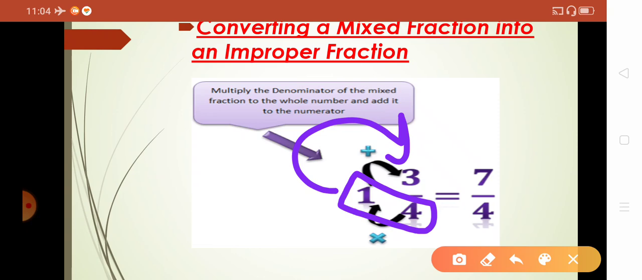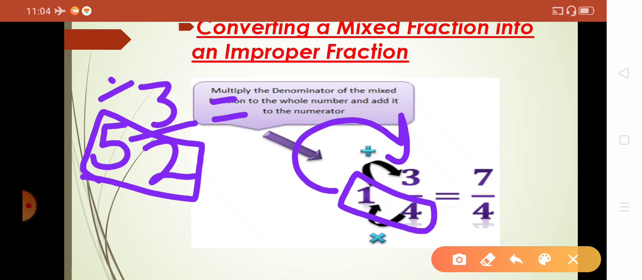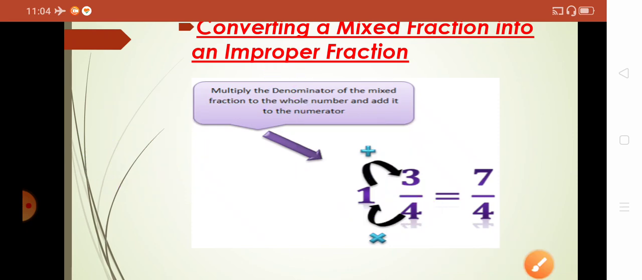For example, you have to convert 5 and 3 by 2 into an improper fraction. So what do you have to do? First of all, you will multiply 5 by 2. 5 twos are 10. Then you will add it to 3. So 10 plus 3, 13 by 2. In this way, we will convert a given mixed fraction into an improper fraction.